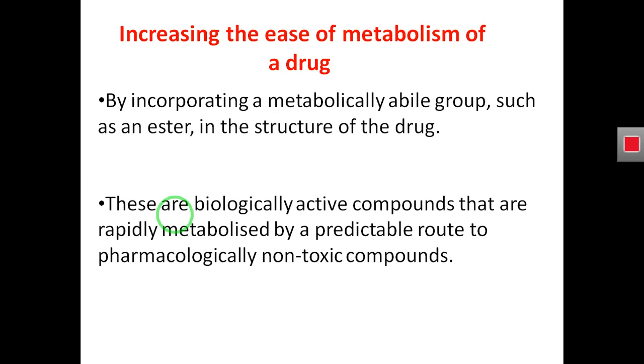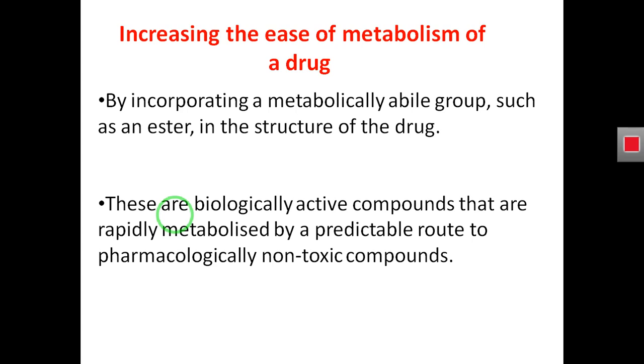Now we are going to the second approach. What is the second approach? We can increase the ease of metabolism of a drug by using the second approach. How can we do this? By incorporating a metabolically labile group, such as an ester, in the structure of a drug.